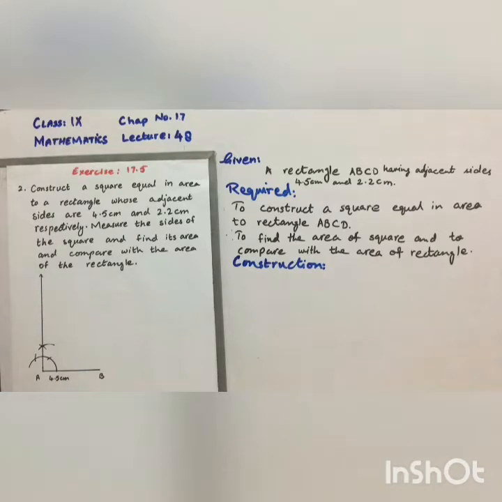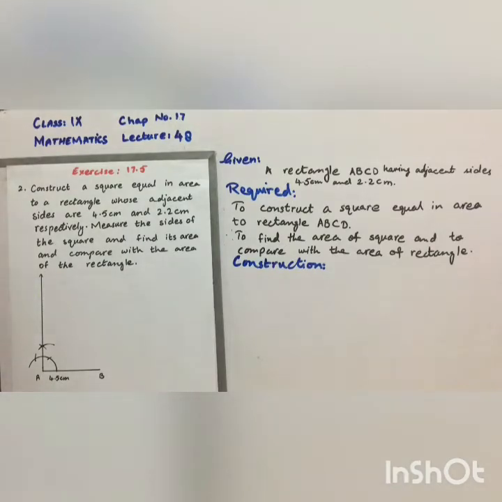In question number 2, we have to construct a square equal in area to a rectangle whose adjacent sides are 4.5 centimeters and 2.2 centimeters respectively. We have to measure the sides of the square and find its area and compare with the area of the rectangle.